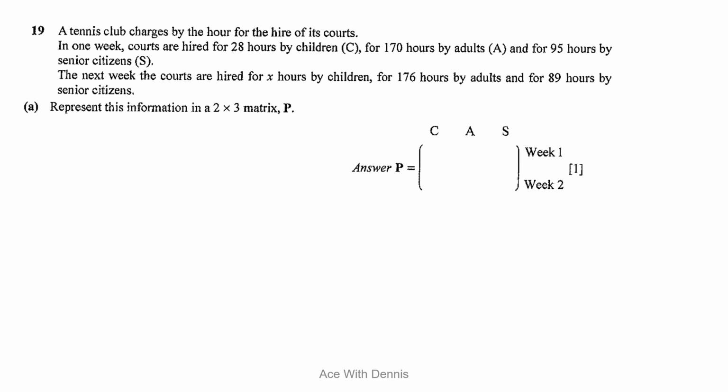And the answer here, 1 mark. So first, 28 hours by children, we write this number 28 at this cell. The next information, 170 hours by adults, so followed by 170. Next information, 95 for senior citizens, they write here.